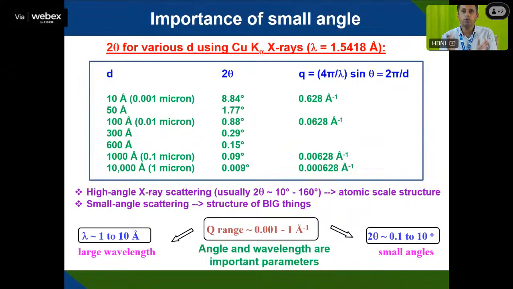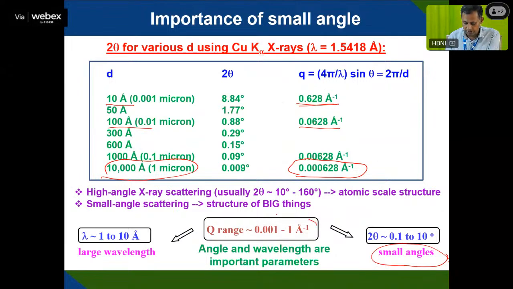If you see the importance of small angle techniques, d equal to 10 angstrom gives Q about 0.6 angstrom inverse, and 100 angstrom gives about 0.06. When you go to micron size, the wave vector Q is very, very small. So we are mainly dealing with this Q range, the small angle range of 0.1 to 10 degrees.